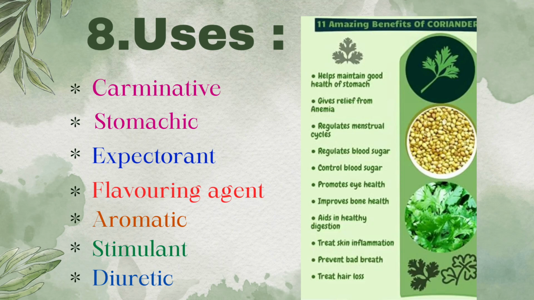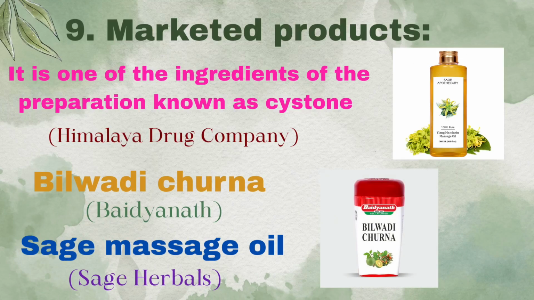Next, the uses of coriander. Carminative, stomachic, expectorant, flavoring agent, aromatic, stimulant, and diuretic. Then next is marketed products. It is one of the ingredients of the preparation known as Cystone, made by Himalaya Drug Company. Next, Bilwadi Churnam, made by Vaidyanath, and Sage Massage Oil, made by Sage Herbals.